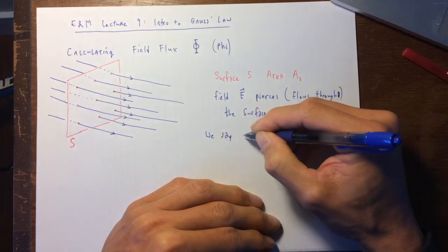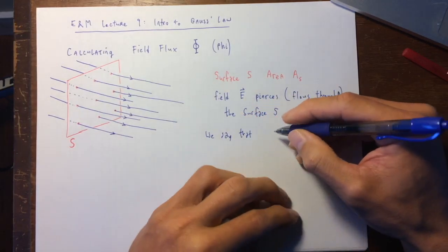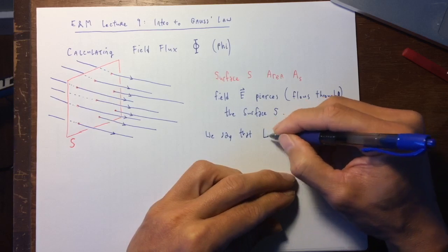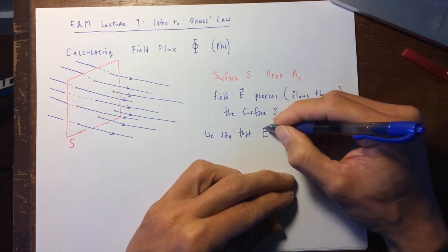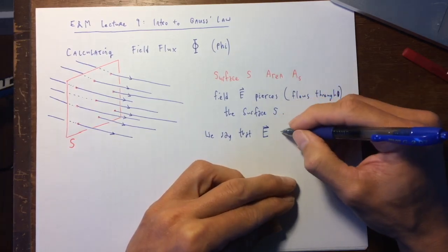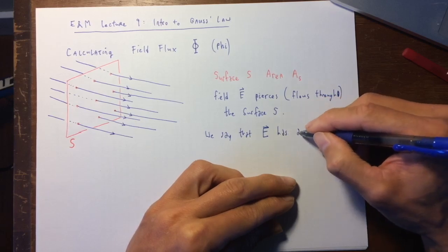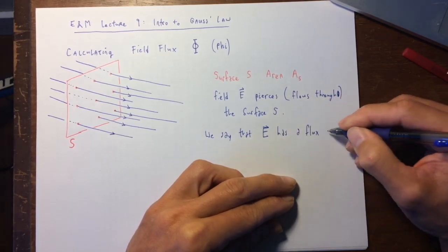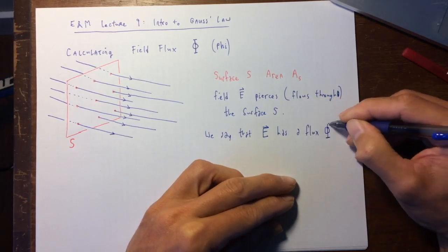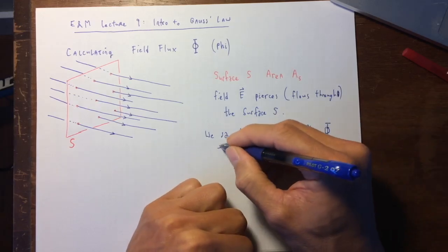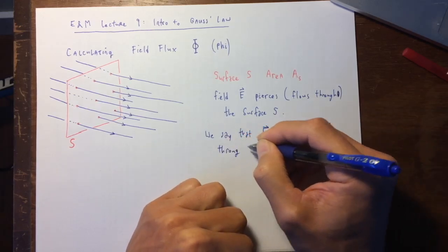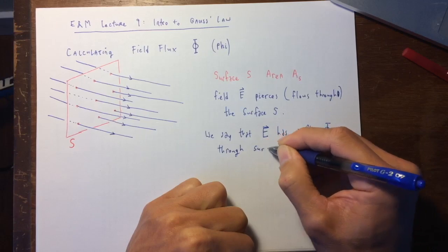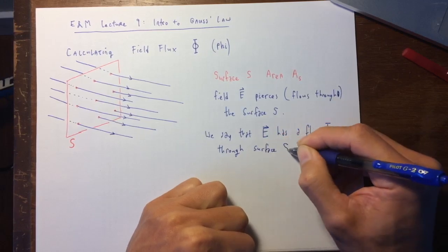We say that the electric field has a flux phi through surface S.